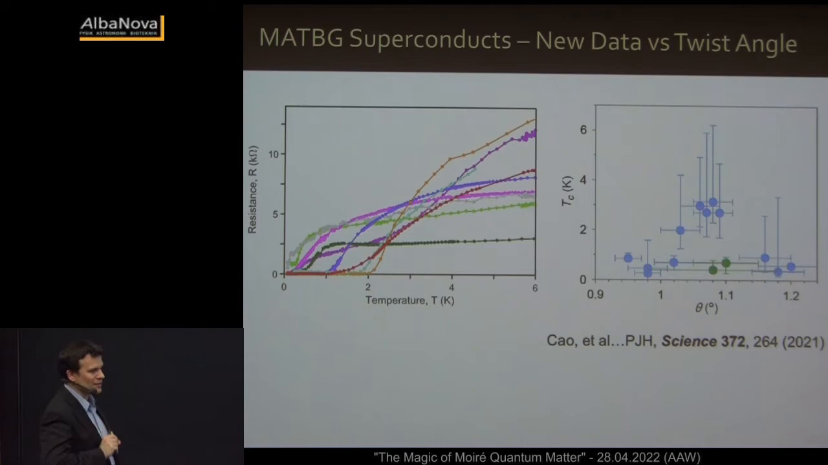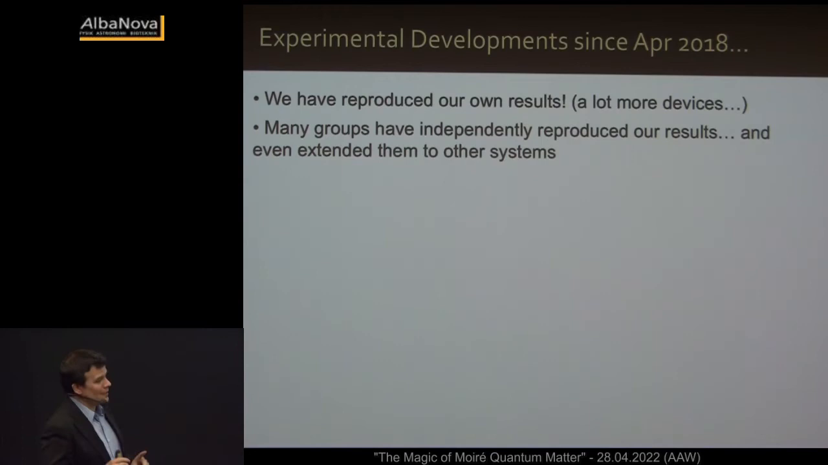Yeah, and as you can see, there is a superconducting dome, but as a function of this twist angle too. Now, much better than you reproducing yourself is when other groups reproduce your results, okay? Only then it becomes real science, obviously, okay? And by now, many, many groups have totally independently reproduced our results and even extended them in very interesting directions.